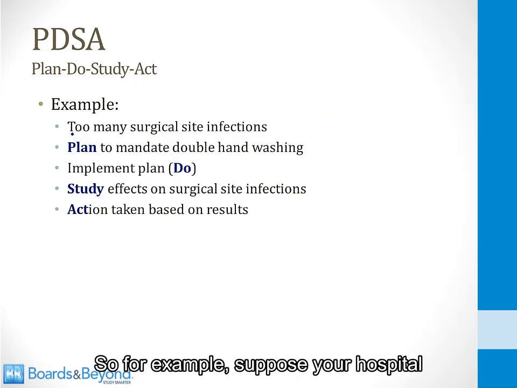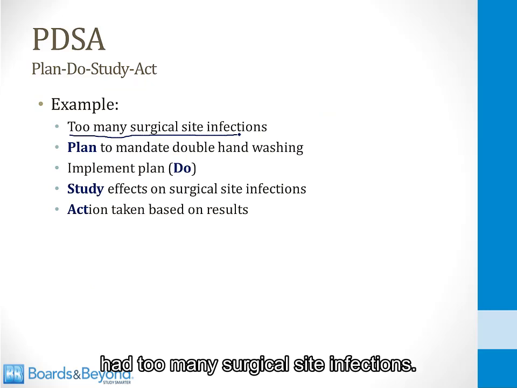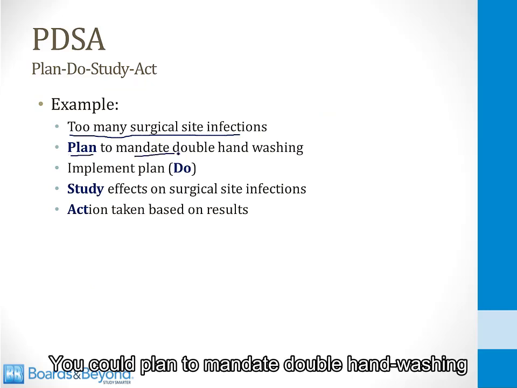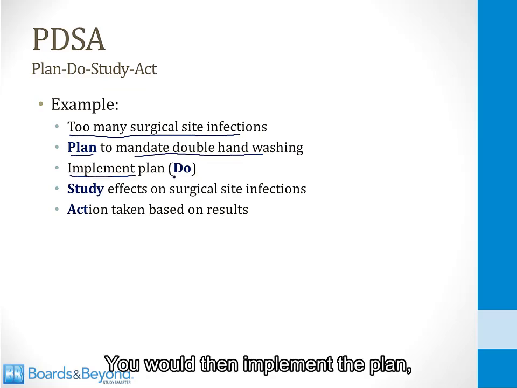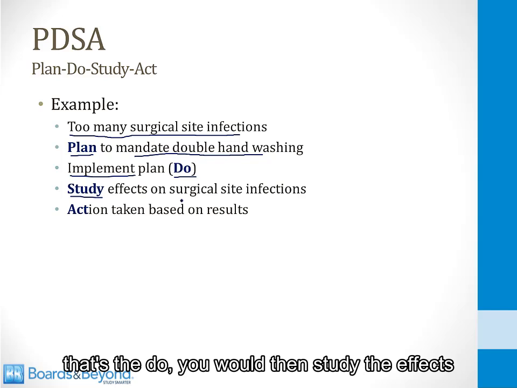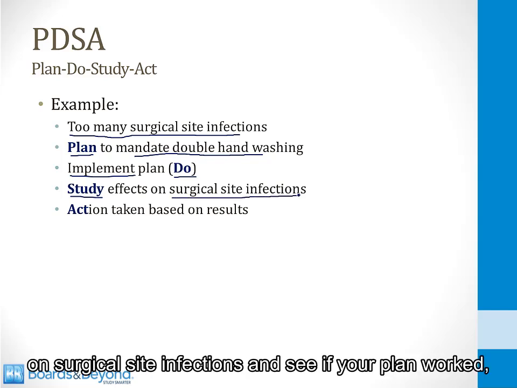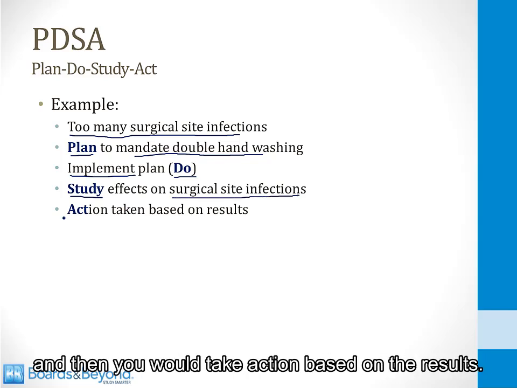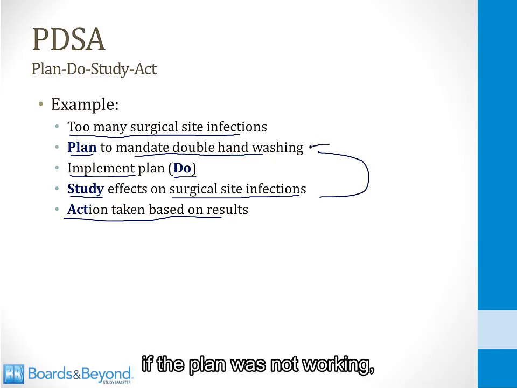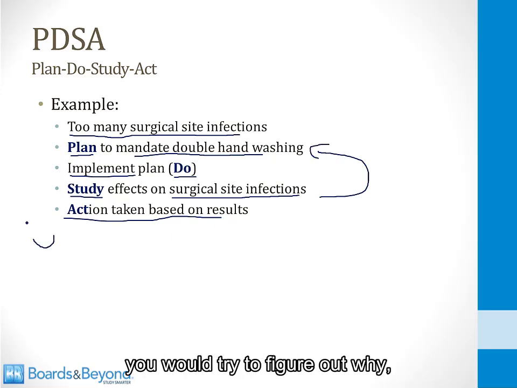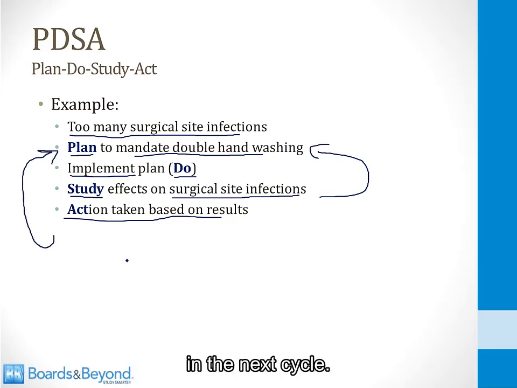So for example, suppose your hospital had too many surgical site infections. You could plan to mandate double hand washing to try and limit the site infections. You would then implement the plan, that's the do. You would then study the effects on surgical site infections and see if your plan worked, and then you would take action based on the results. If the plan was working, you could continue to do it. If the plan was not working, you would try to figure out why, and you would plan to do things differently in the next cycle.